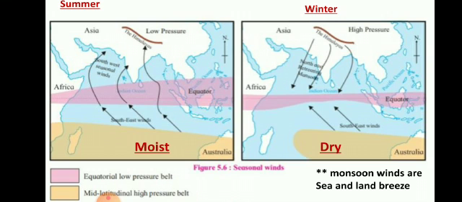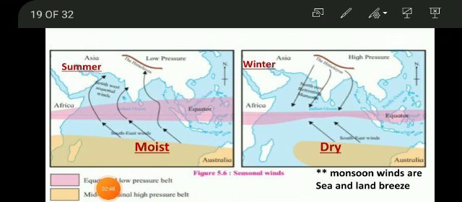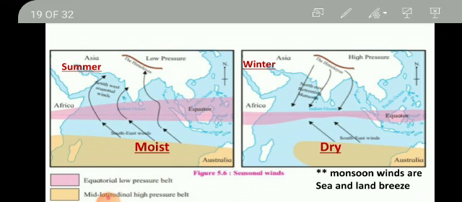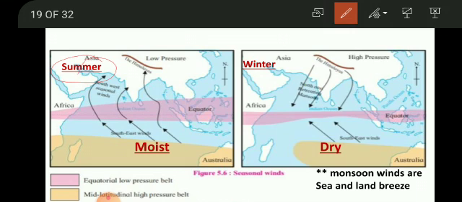Now, the picture on page number 26, figure 5.6, is given. First, figure A, that is summer, and the other is the condition in winter. So during summer, what is happening? Let us see. We have seen that monsoon winds are generated due to uneven heating of land and water in different seasons. During summer, now let us concentrate on this first picture. This is of summer. So during summer, what is happening? Let us see. During summer, monsoon blows from sea to land. That means in this way.